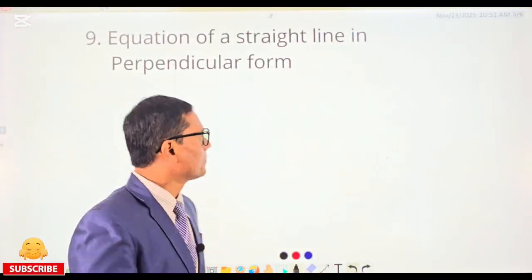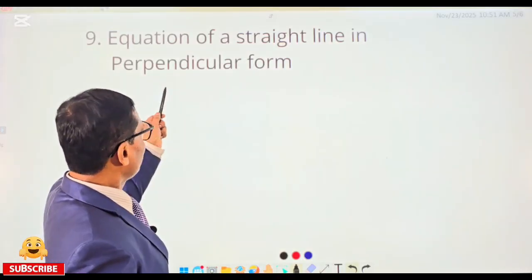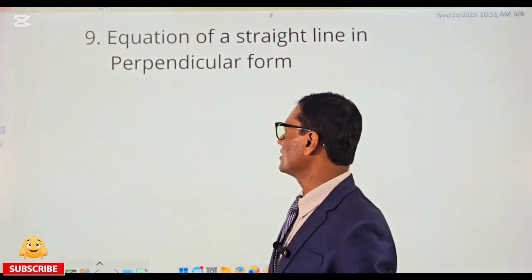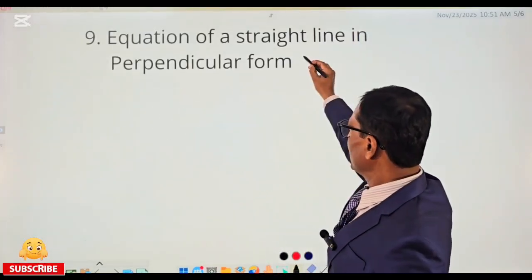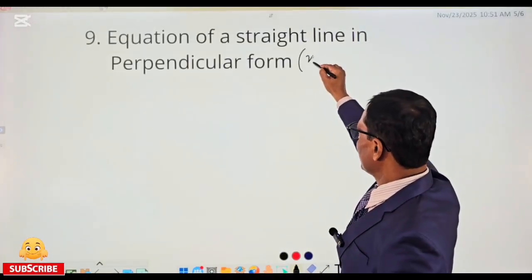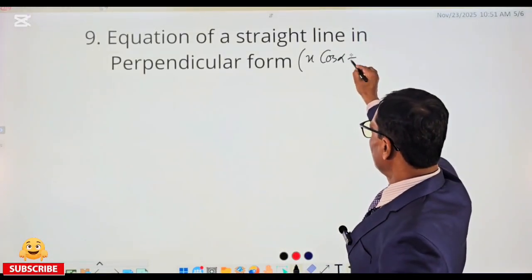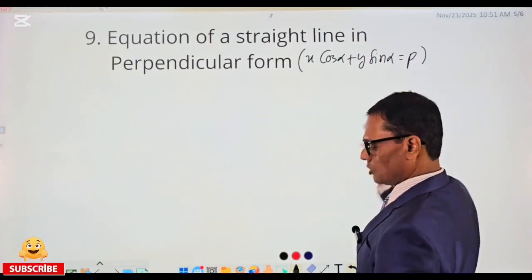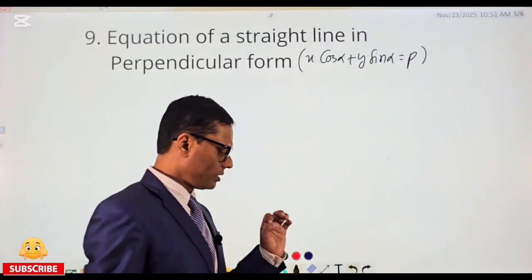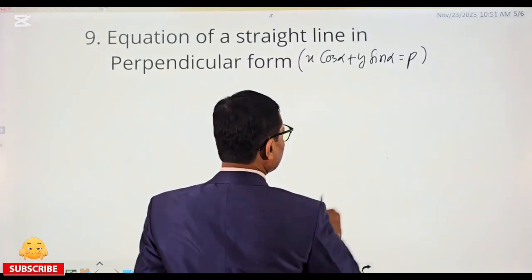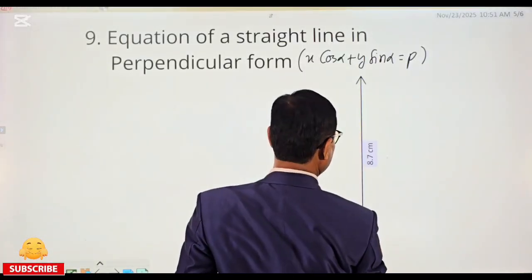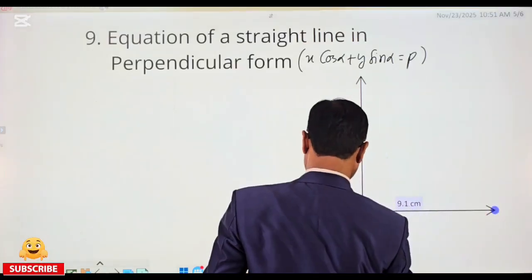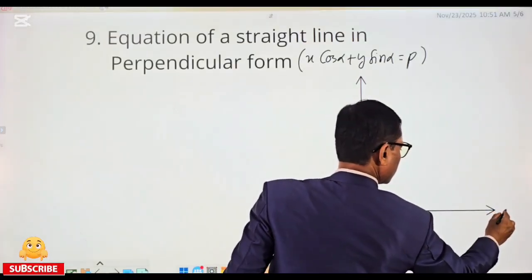So number 9, equation of a straight line in perpendicular form. Perpendicular form is normal form also, doesn't matter, and it is x cos alpha plus y sin alpha equals p. So what is alpha and what is p? Okay, let's understand it. First of all, let me have x-axis and y-axis. Here we have x-axis and y-axis, right?